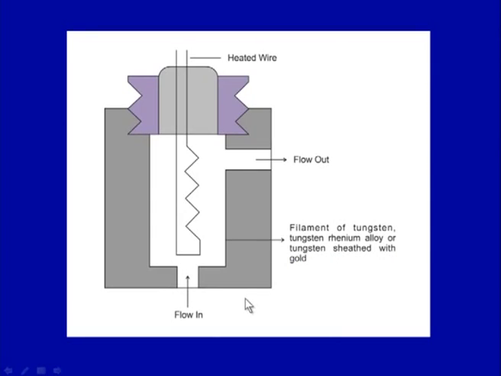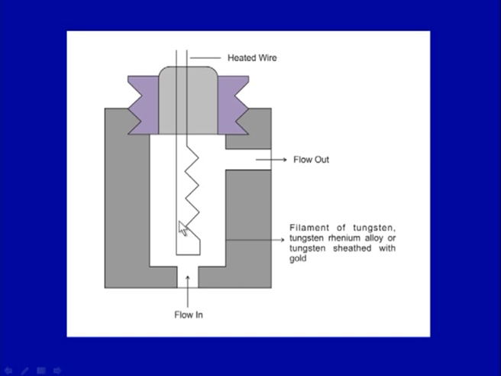So, that could be one limitation. Now, this is a very simple schematic of this thermal conductivity detector. As you can see, there is a filament here. This filament is heated. Now, when it is heated and there is a gas flow here, which is only carrier gas, the heat generated from here will go to the walls of the detector.